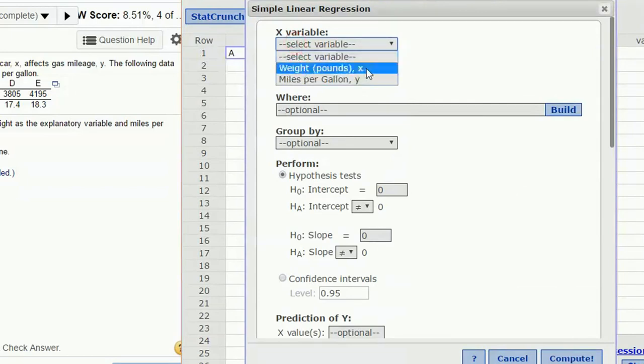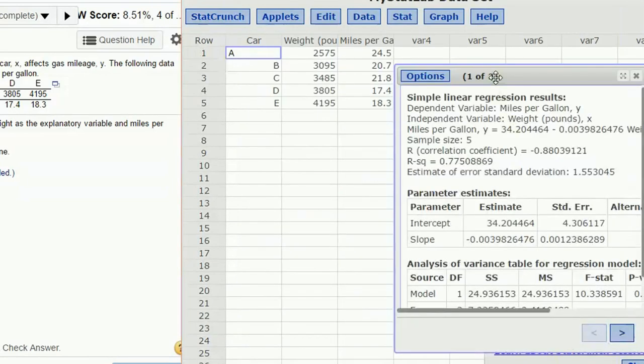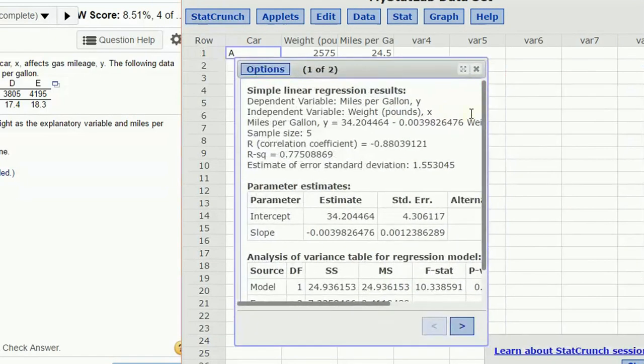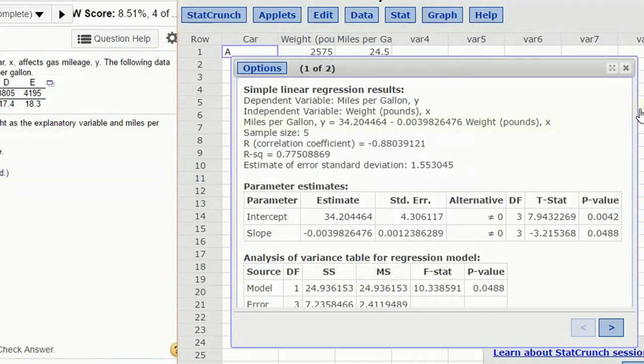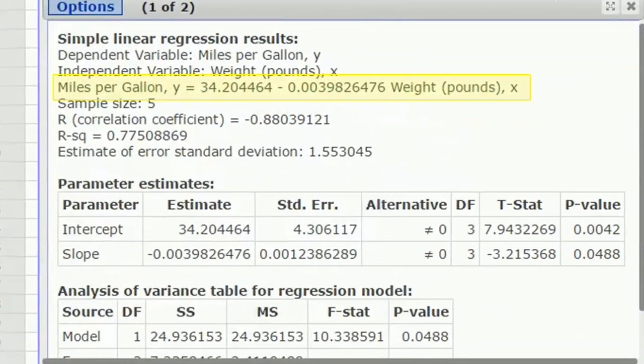Oh, it's labeled with X right there. That's great. The miles per gallon, Y. Okay, let's click compute and just see what we get. The least squares regression line is given to us.